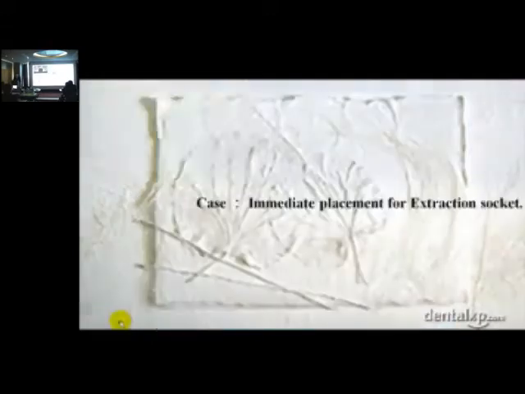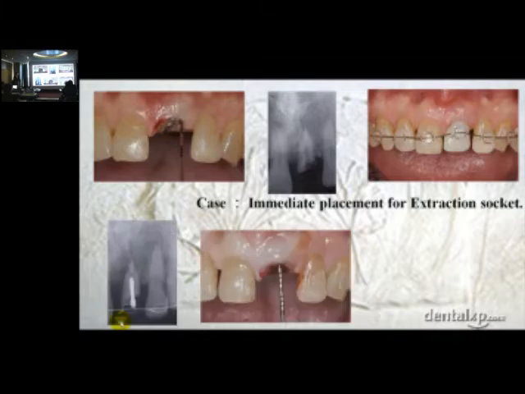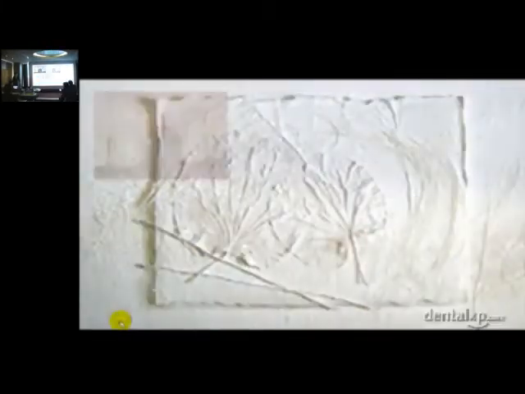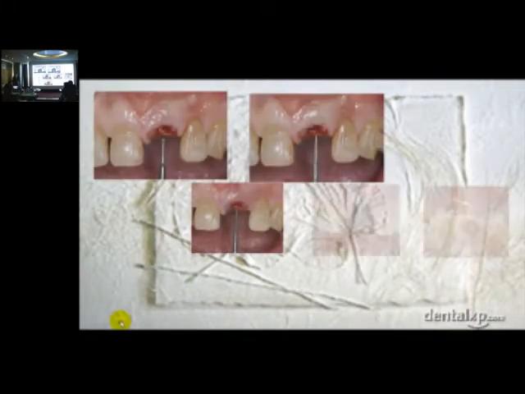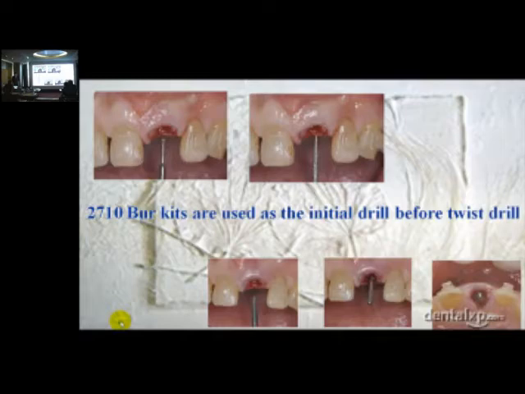Look at this case. The left maxillary central incisor was hopeless, causing a root fracture. Orthodontic extrusion was performed before implant placement. I used my original bar kit along the palatal wall in the socket and confirmed the axial direction. My bar is used as the initial drill before the twist drill.